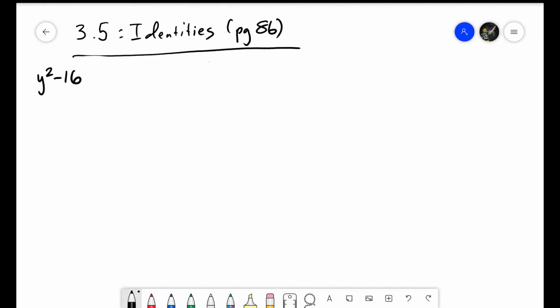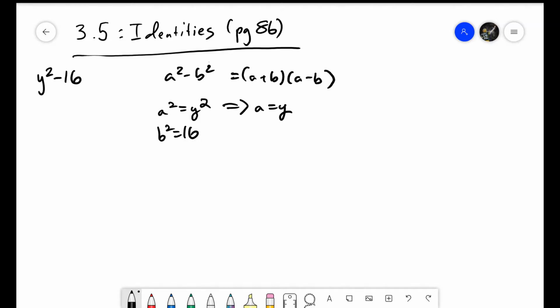The next problem is to expand y squared minus 16 using the same a squared minus b squared identity. So we know that a squared minus b squared is equal to (a + b) times (a - b). So in this case, a squared equals y squared, and b squared equals 16. Therefore, a equals y, and b equals 4. So that means that y squared minus 16 can be rewritten as (y + 4), and then it's a minus b, so the next one is (y - 4).